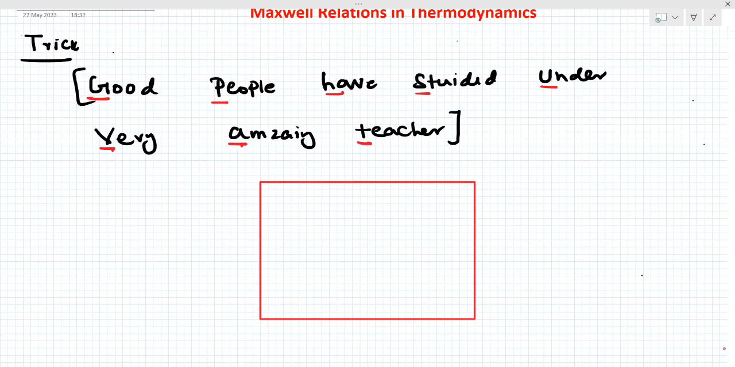Okay, listen. G is Gibbs free energy. P is pressure. H is enthalpy. S is entropy. U is internal energy. V is volume. A is Helmholtz free energy. T is temperature. Okay, listen. Good people have studied under very amazing teacher.